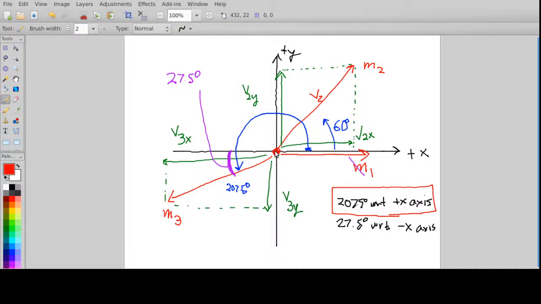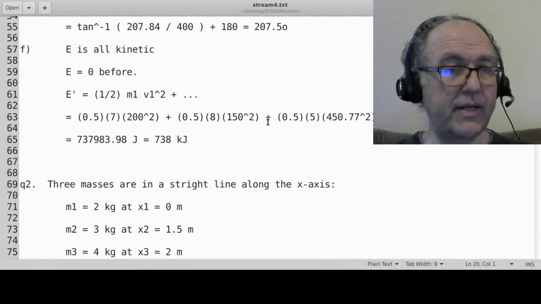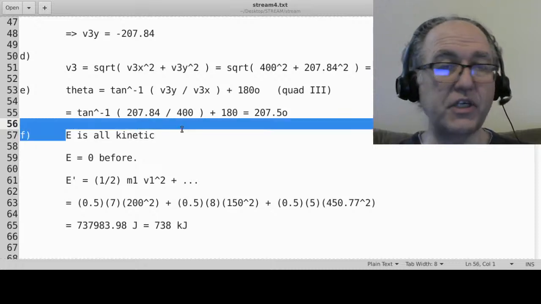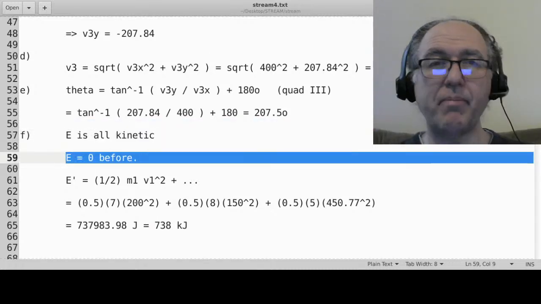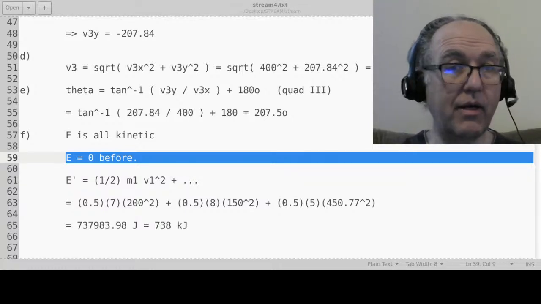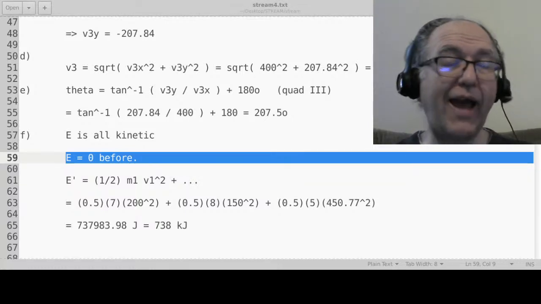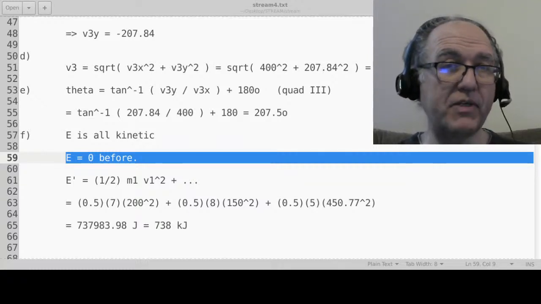And the energy is 1/2 mv squared, and if v is 0, then the kinetic energy before is 0, so there's no energy before. So all the energy is kinetic, and the energy is 0 before, because, as I just said, the 20 kilogram mass is not moving beforehand. Now what about afterwards? Afterwards, each piece is going to contribute 1/2 mv squared.